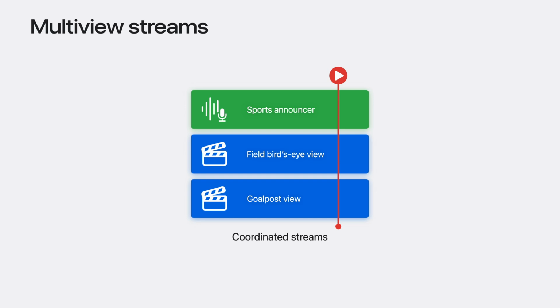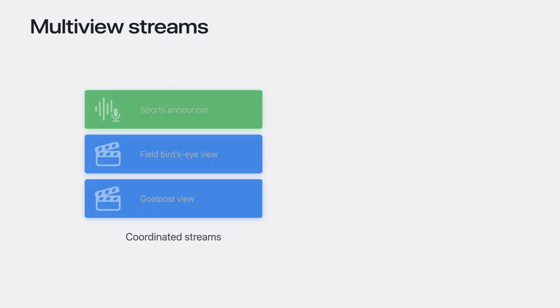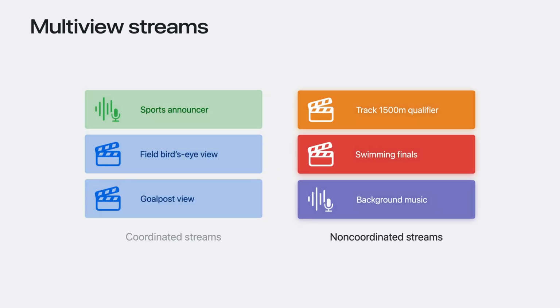Other examples of synchronized streams might include a music concert which has multiple camera angles, or a keynote speech that has both a main content stream along with a corresponding sign language stream. Another multi-view use case is playing multiple different streams of completely different events. For instance, showing streams of different events like track and field and swimming during the Olympics with some background music. In these cases, the audio and video streams do not have to be synchronized with each other.